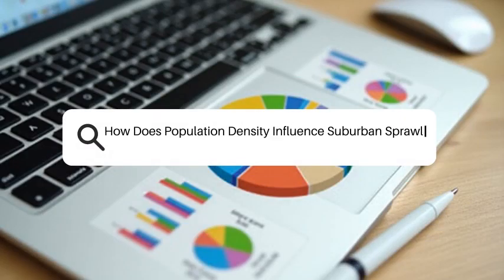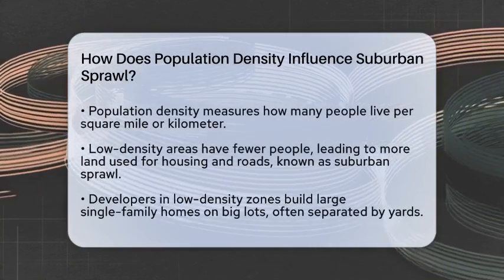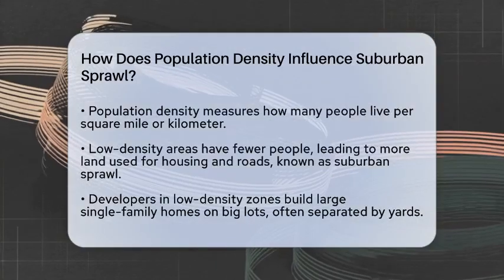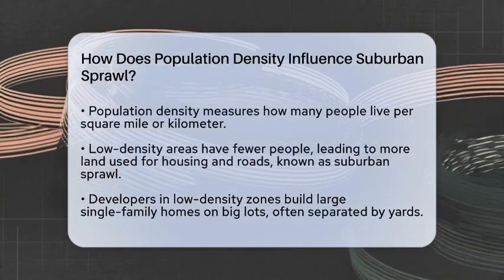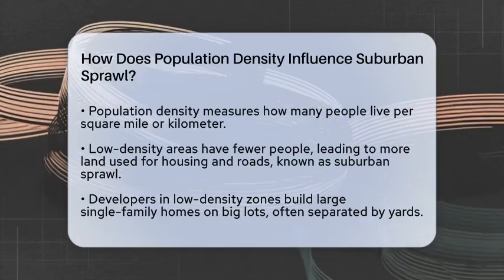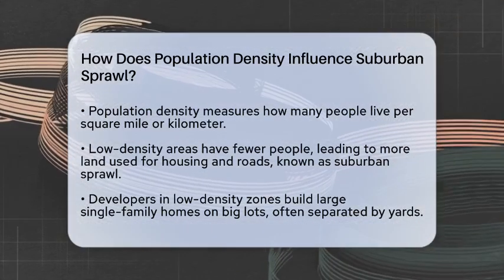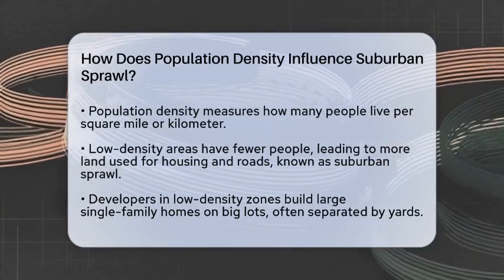How does population density influence suburban sprawl? Imagine a map of the United States where some areas are packed tightly with people, while others stretch out with lots of open space. That difference in how many people live in each area shapes how cities grow and spread out. Population density measures how many people live per square mile or square kilometer.